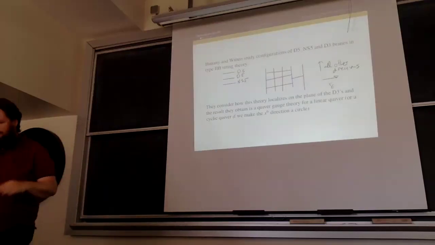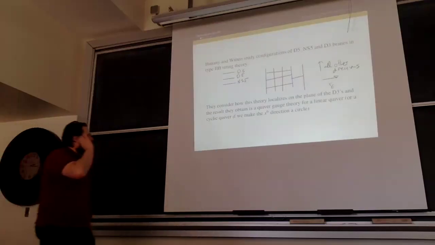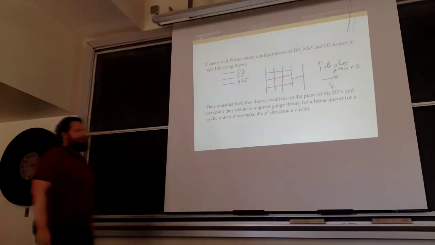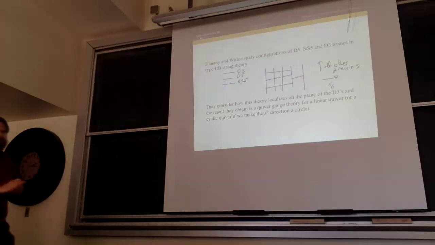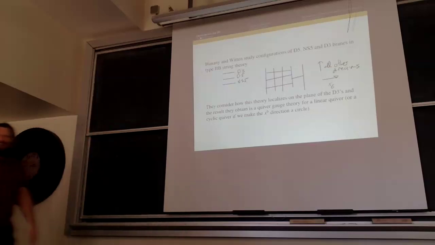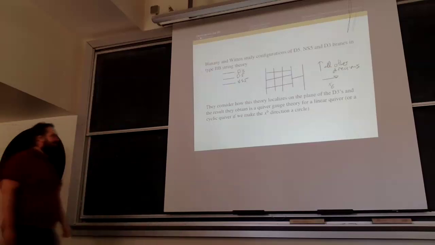And you'll sometimes see these pictures. So I'm going to use red for D5 and blue for NS5. And sorry to the colorblind people in the audience. Someone who is colorblind told me a little while ago that they can't see the difference between red and black, which is a disaster for me.